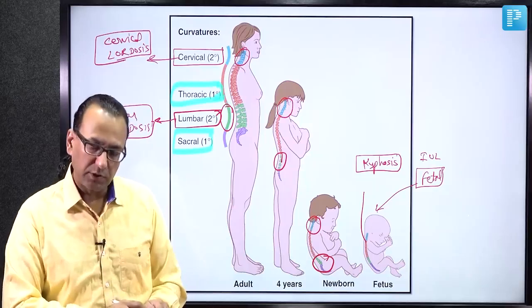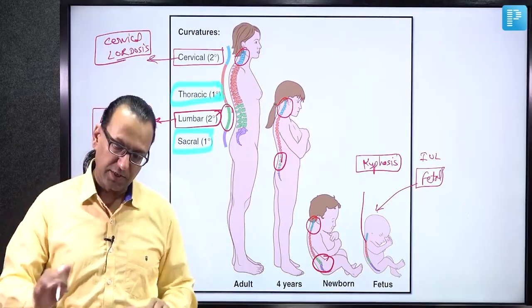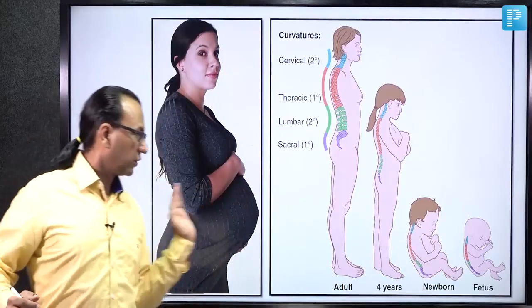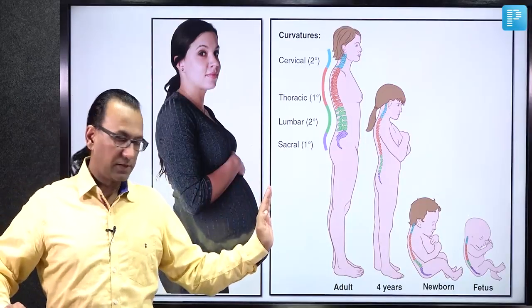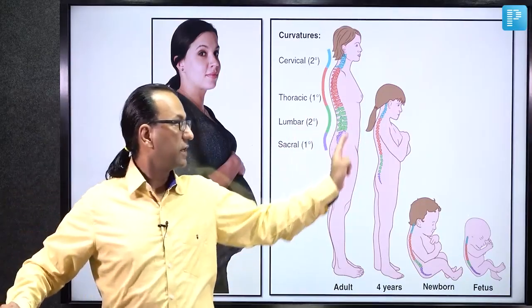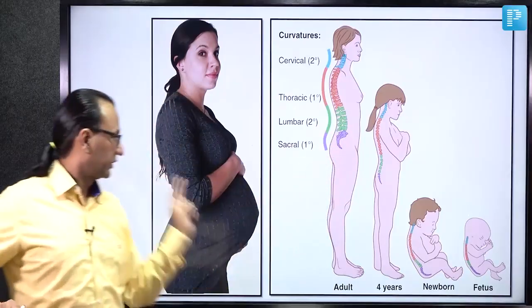Now, when a lady becomes pregnant, what happens is that there is a baby coming on the anterior aspect of the body. So center of gravity is shifting anteriorly. So she will be having exaggerated lumbar lordosis there.